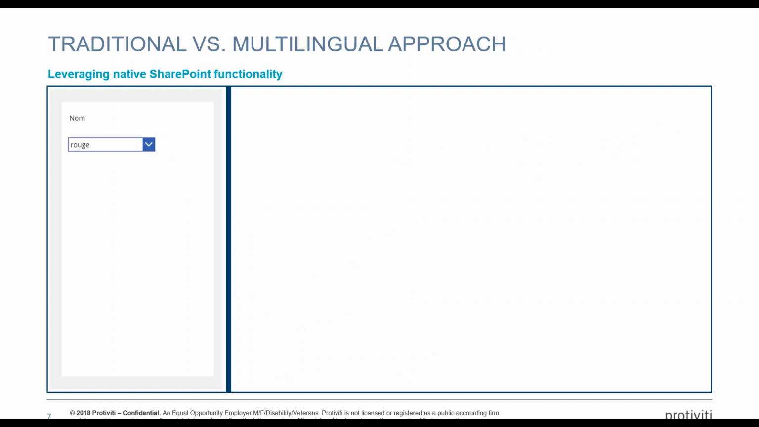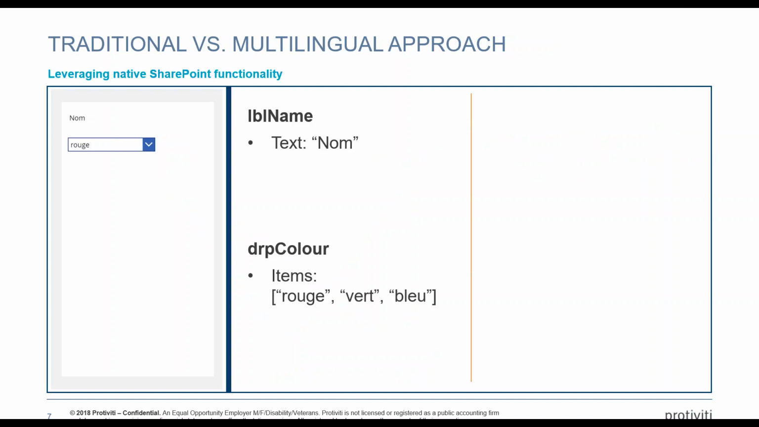So let's look at an example here. If you look, for example, on the left-hand side, we've got a label called name, and then we have a drop-down that has the value rouge in it. Traditionally, if you were to just build a basic form without any considerations of multilingual support, for the label you simply have a property called text, and you would set it to nom. And then for the drop-down colors, which is my control here, I would have items which could be rouge, vert, bleu, whatever I want. That is hard-coded.